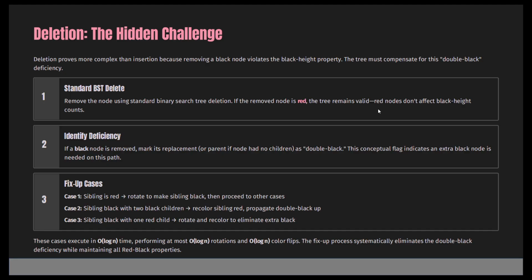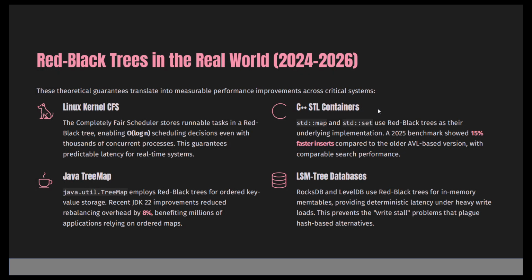Case 1. If the sibling is red, we perform a rotation so that the sibling becomes black. Case 2. If the sibling is black and both its children are black, we recolor the sibling red. Then the double black problem moves upward. Case 3. If the sibling has at least one red child, we perform rotation and recoloring to remove the extra black. These steps ensure the red-black properties are restored. Deletion also runs in O(log n) time.